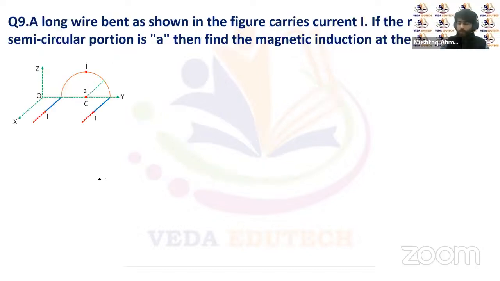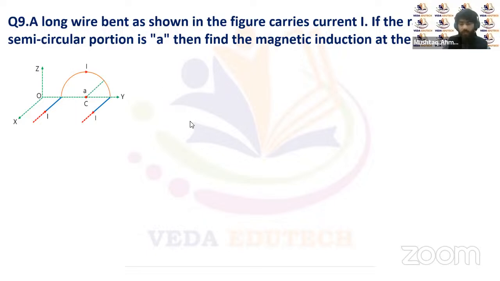Now discussing question number 8. The question is that we have a semicircular coil as well as two semi-infinite wires, arranged in this fashion, as shown in the figure. A long wire bent as shown in the figure carries current I. If the radius of the semicircular portion is A, then find the magnetic induction at the center C. We have to find the net magnetic induction at the center C.